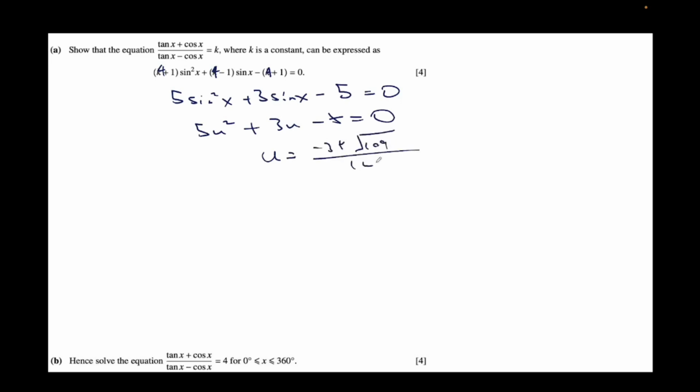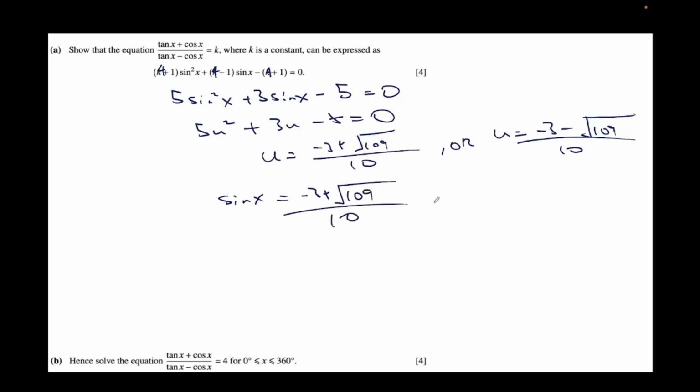root of 109 over 10, or u is equal to, this is the best way of writing it. It's the most intuitive, like, common sense way, right? Like this. Which means the same thing as doing sine x equals this. Do you see why what I'm writing down might look unnecessarily long, but in reality is just the most logical way of writing it down? You might end up writing more, but it's very easy to understand what's going on.